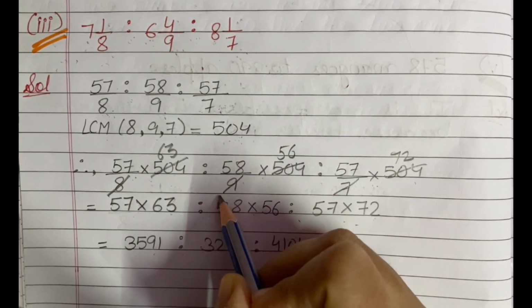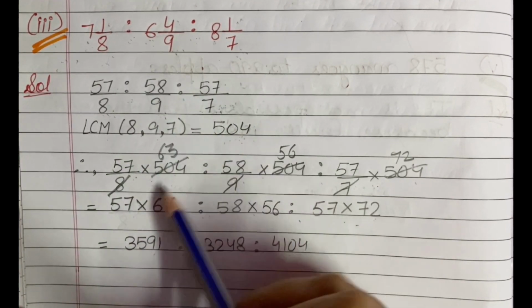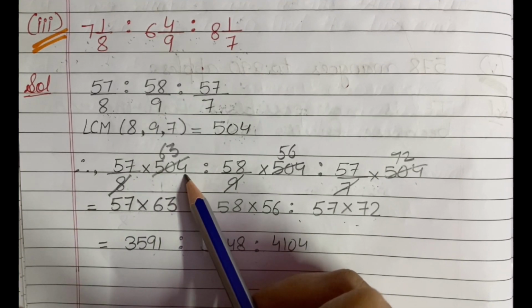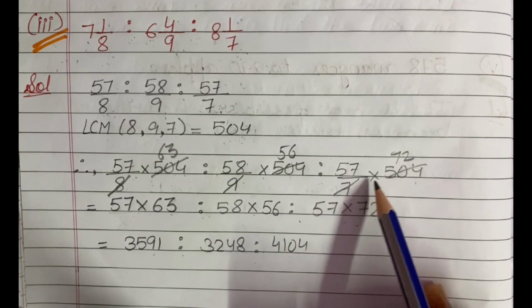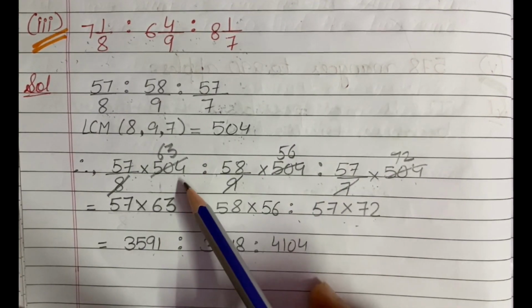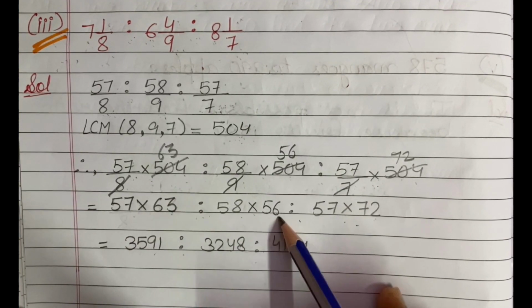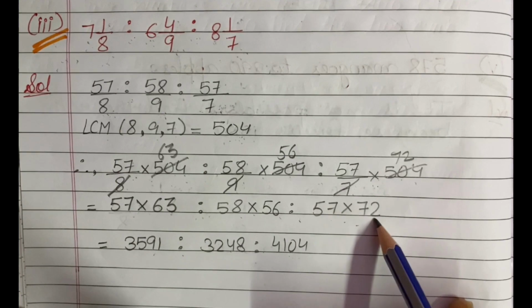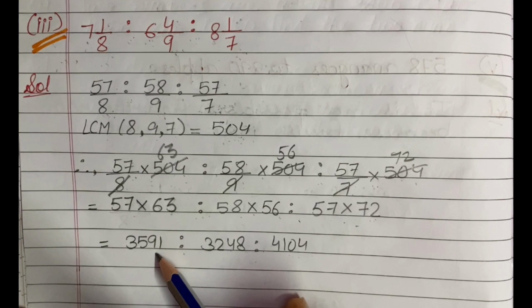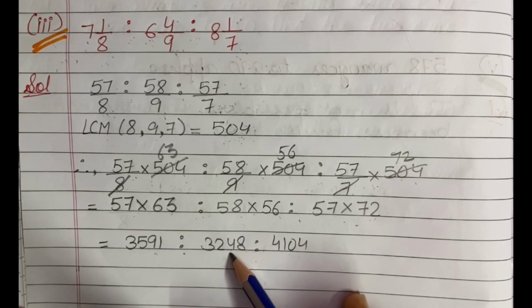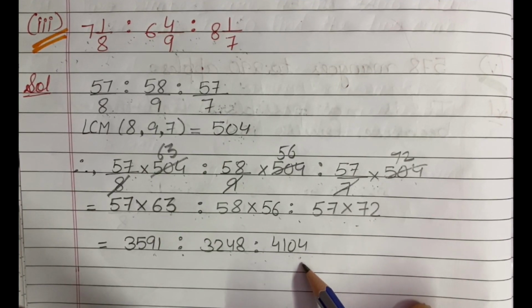Now in the next step, we will multiply the terms of the ratio by this LCM, that is 57 upon 8 multiplied by 504 is to 58 upon 9 into 504 is to 57 upon 7 into 504. And on solving this, we will get 57 multiplied by 63 is to 58 multiplied by 56 is to 57 multiplied by 72. And on solving this, we will get 3591 is to 3248 is to 4104. Hopefully it is clear to you.